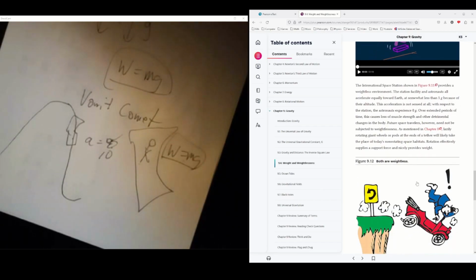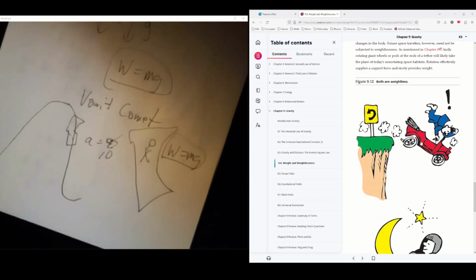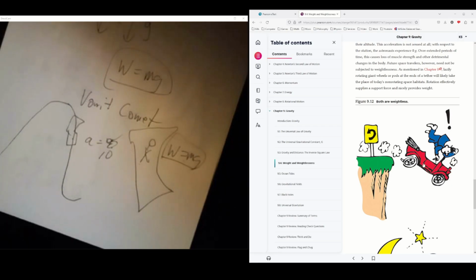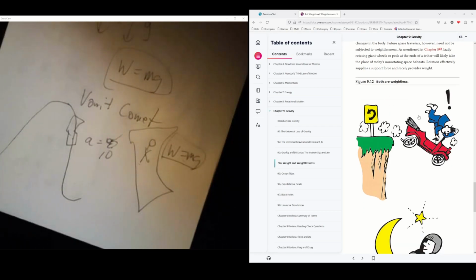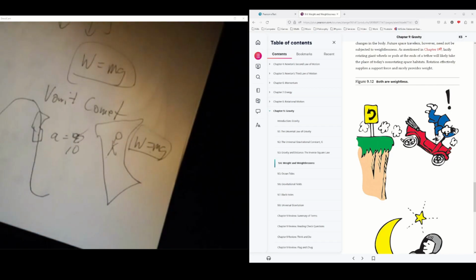And again, here's another picture that bothers me: this person in their car driving off a cliff with an exclamation mark. I guess that's something you should be worried about. They say both are weightless. I would definitely say it's not true, because the car has weight, and so does the person. They both have weight, because weight, again, is mg. It's just that they're both in free fall, and so there's no normal force anymore. They've lost contact with each other, and so they can't feel their weight, is something you could say.